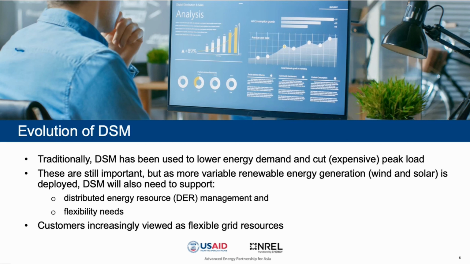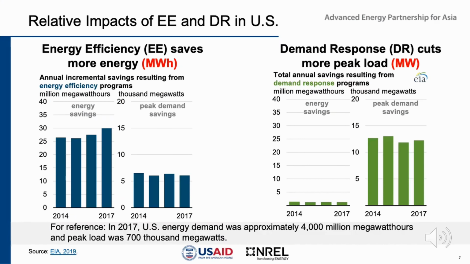This slide shows the relative impacts of energy efficiency and demand response in the United States. These trends would likely be similar in other countries. What we see on the left-hand side is the savings that energy efficiency provides, both in terms of megawatt hours and on peak demand measured in gigawatts. So we see that in the year 2017, for example, energy efficiency saved approximately 30 terawatt hours of electricity.